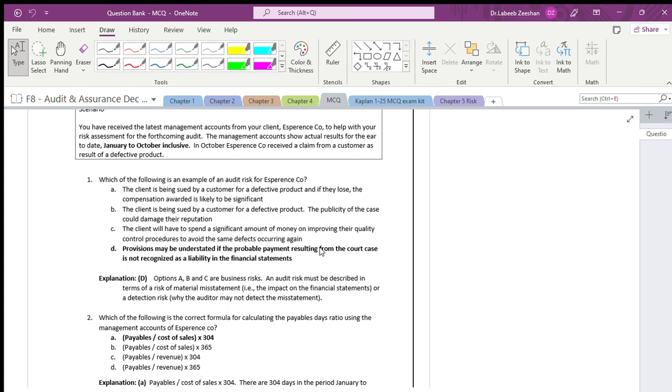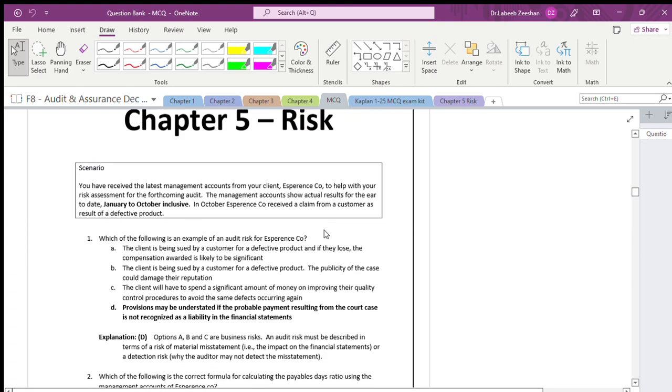Now, what it says, we will do this: you have received the latest management accounts from your client. We are doing Kaplan. Next week onwards, we will do BPP. BPP is a little bit testing, and very interesting also. Don't worry about that. You have received the latest management accounts from your client, Experience company, to help with your risk assessment for the forthcoming audit.